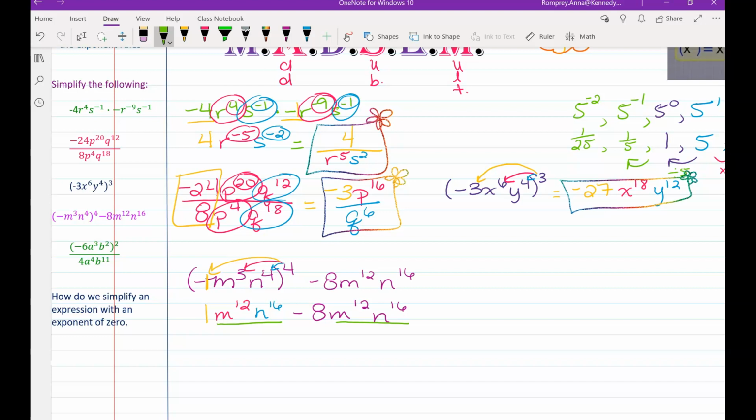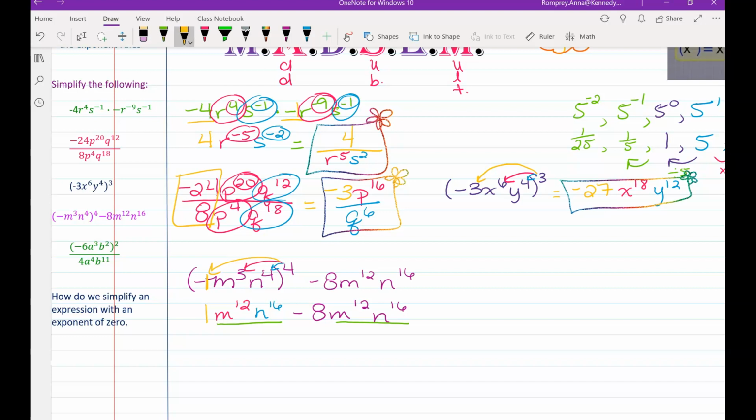Now, if this last one said m to the 12th, n to the 15th, no, we would not be able to combine them. You would literally stop right there. There's nothing else that you can do. But since we can combine them, we're going to go ahead and do that. So what happens when I take 8 away from 1? I'm left with 7 in the whole.